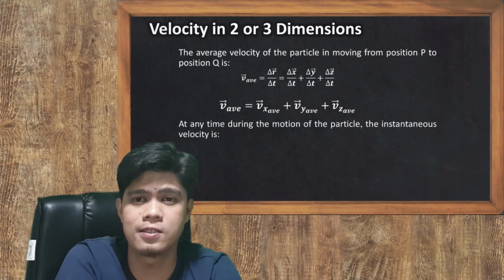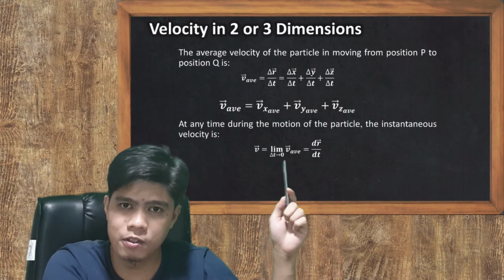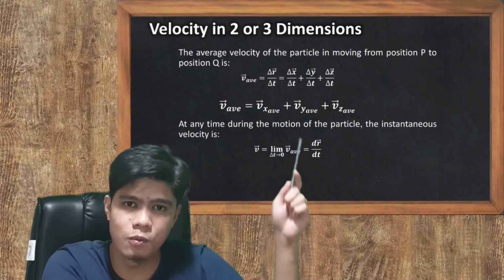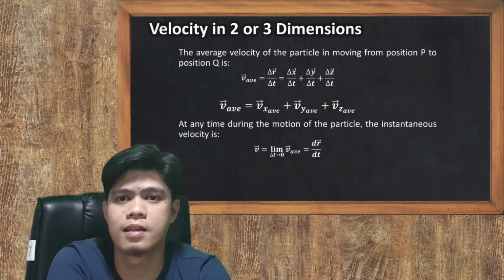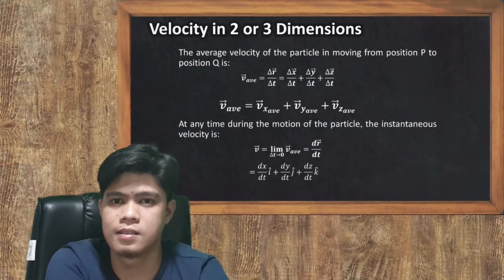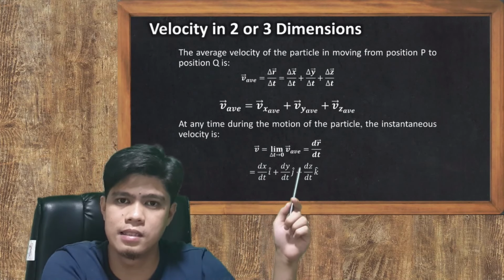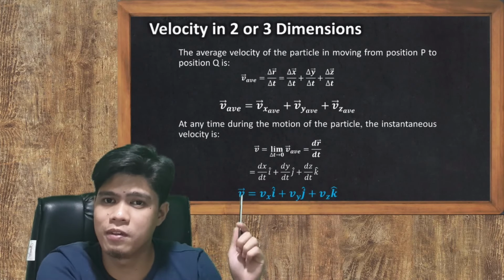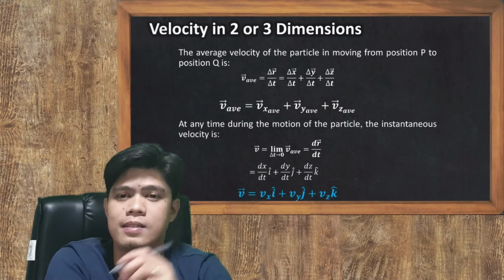And the instantaneous velocity is just the limit of your average velocity as delta t approaches 0, meaning instead of delta t we now have dt. So dr over dt is our instantaneous velocity. And it's just dx over dt i hat plus dy over dt j hat plus dz over dt k hat. Meaning our instantaneous velocity is just our velocity along x plus velocity along y plus velocity along z.